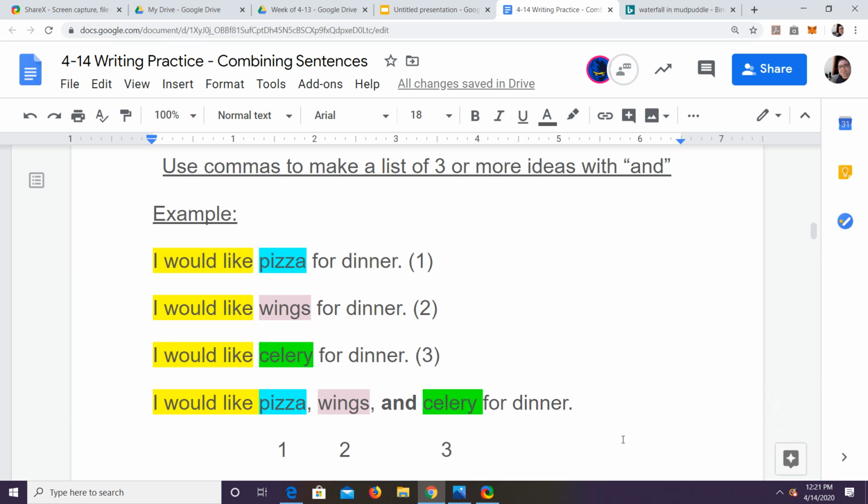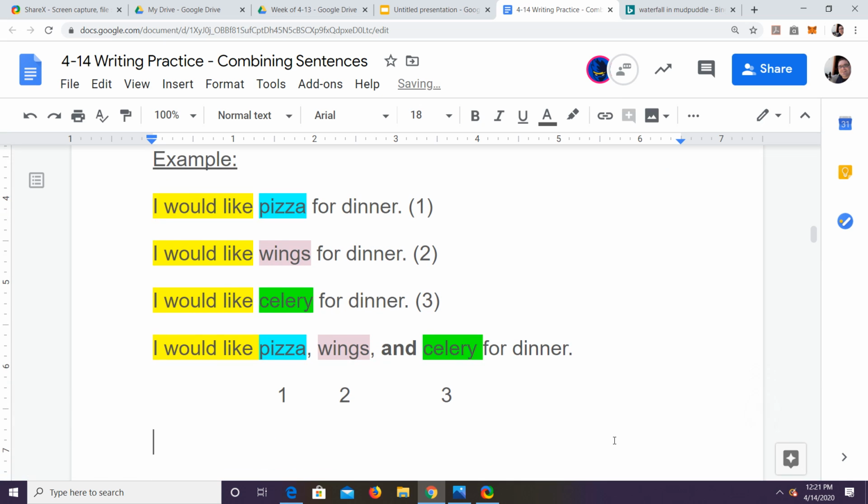Another example would be, well, if I were to say, okay, let's look at my table right now in my home office. I have a Sharpie on the table, I have a glass of water on the table, and I have paper on the table.